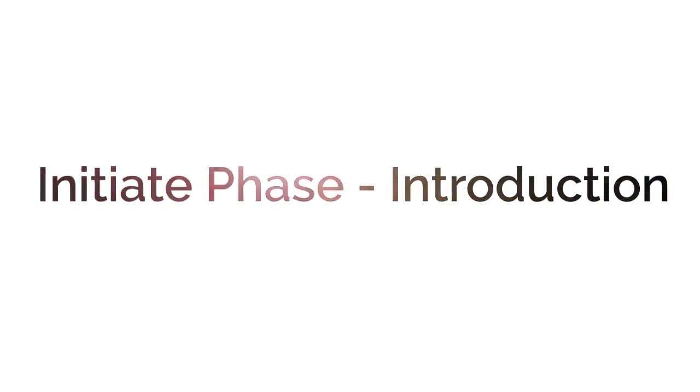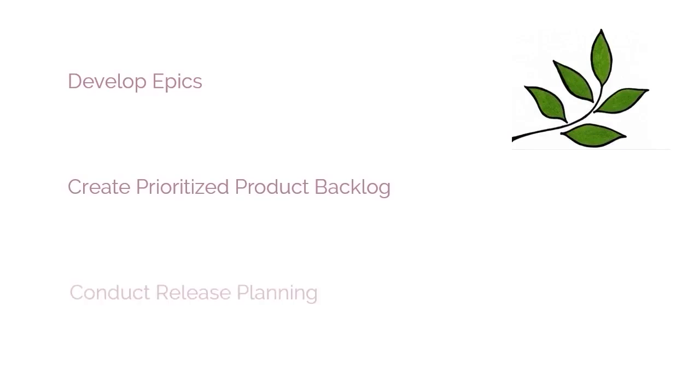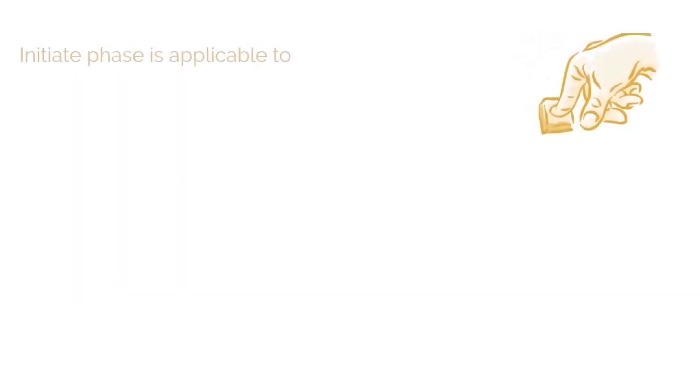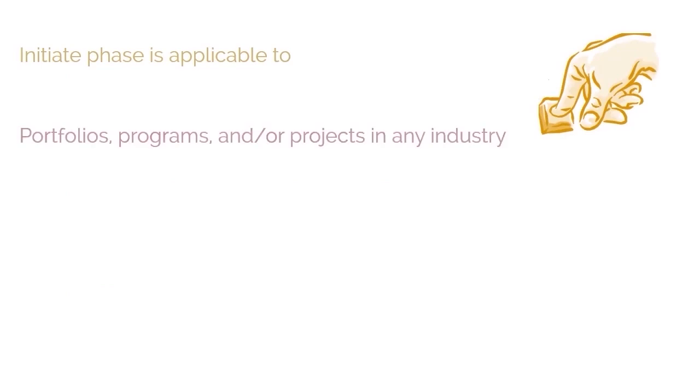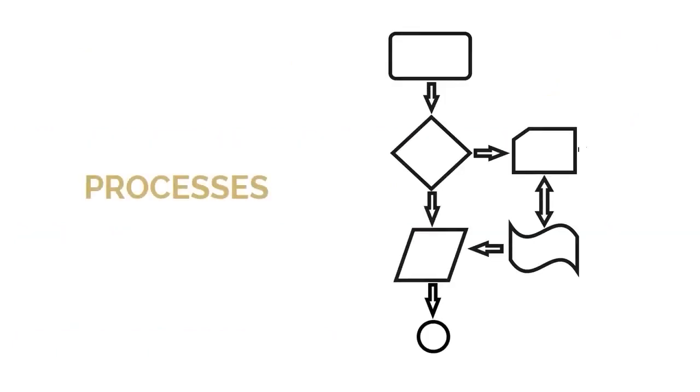This chapter includes the processes related to initiation of a project: create project vision, identify Scrum Master and business stakeholders, form Scrum Team, develop epics, create prioritized product backlog, and conduct release planning. Initiate phase, as defined in A Guide to the Scrum Body of Knowledge, is applicable to portfolios, programs, and/or projects in any industry, products, services, or any other results to be delivered to business stakeholders, projects of any size or complexity. Let's briefly understand each process that is a part of the initiate phase.